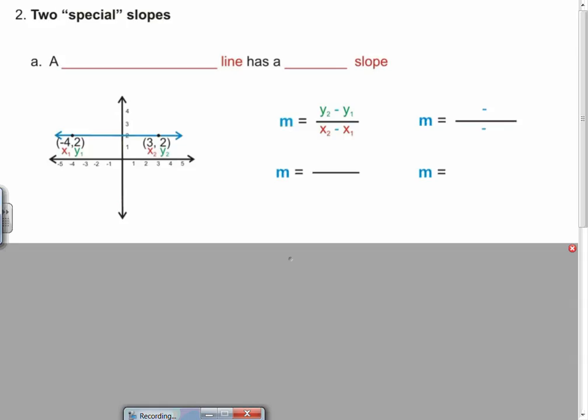Okay, number 2. 2 special slopes. 2 very special slopes. And these are ones I hope you guys will get down now, and hopefully you'll have them the rest of your math career. The first one is a horizontal line. A horizontal line. What is the slope of a horizontal line? What is the value of the slope of a horizontal line?